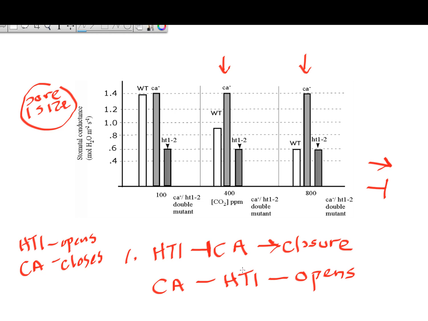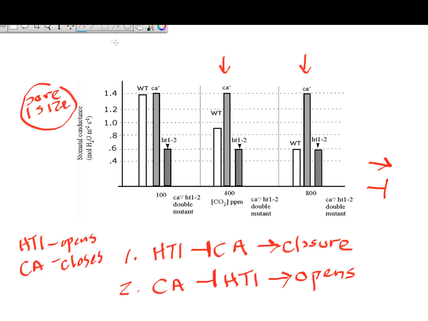Okay, makes sense. All right, now what about in this case? HT1, we've already figured out that it opens stomata, so I get to, again, draw this line. If HT1 opens stomata, and CA is involved in the closure of stomata, then CA, if it comes and regulates HT1, has to shut it off. Okay, if you stop HT1 from opening, the stomata are closed, and that's what CA does. Okay, so both of these, option 1 and option 2, are possibilities.